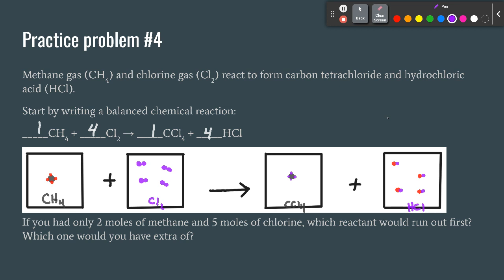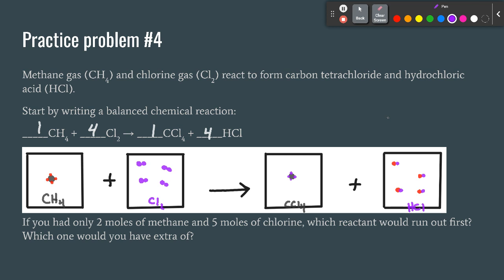Now if we want to break this down and count, I have 4 red circles in my reactants and 4 red circles in my products. I have 1 black circle in my reactants. I have 1 black circle in my products. I have 8 total purple circles in my reactants. I have 8 total purple circles in my products. We're just drawing shapes and counting like I said we would.